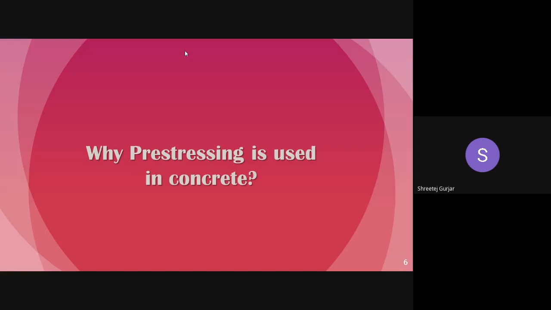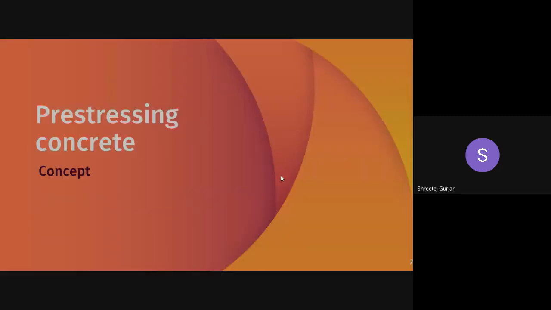and your whole section is lesser in size, which in turn leads to lesser dead load. So all these I've explained in the previous lecture. So this is pre-stressing, and this is why we use pre-stressed concrete.